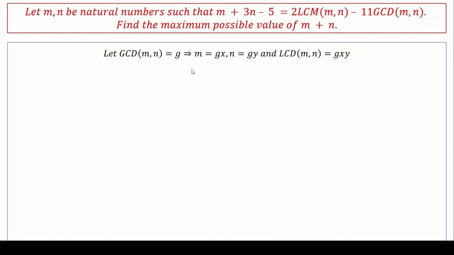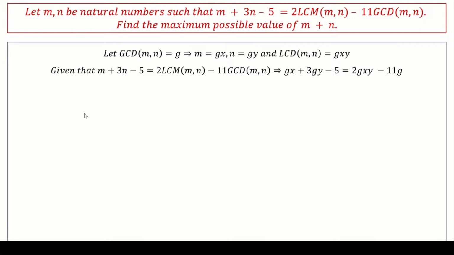Okay. So let's call the GCD of m, n as G. Then m is Gx and n is Gy, where x, y are relatively prime, and LCM of m, n will be Gxy. Replacing these values in the given equation, m plus 3n minus 5 equals 2 LCM minus 11 GCD, we get Gx plus 3Gy minus 5 equals 2Gxy minus 11G. Simplifying, we get G times (x plus 3y minus 2xy plus 11) equal to 5.